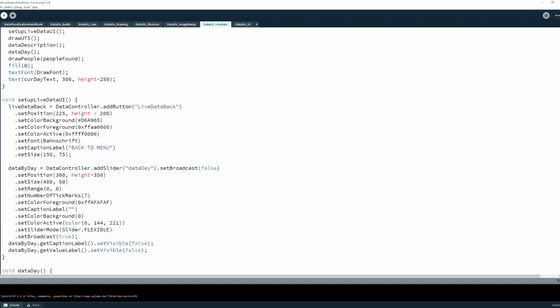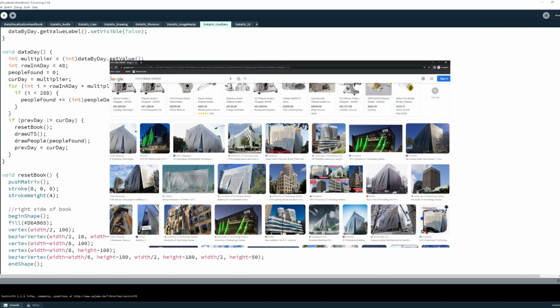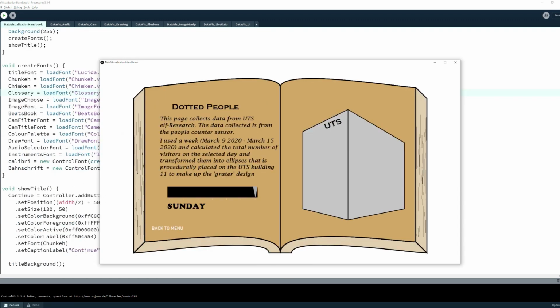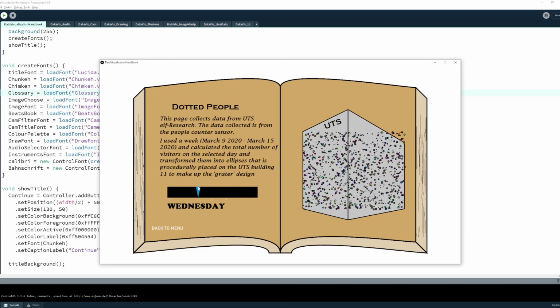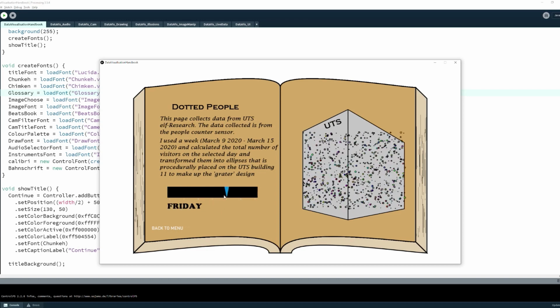This building is also nicknamed the Cheese Grater because of its design on the outside, closely resembling a cheese grater. So I thought it would be fun to have the outline of the building on the page and have the grater design be procedurally generated by using the data that the user selects. So essentially the grater, or each dot, represents a person going into the building on a specific day of the week.